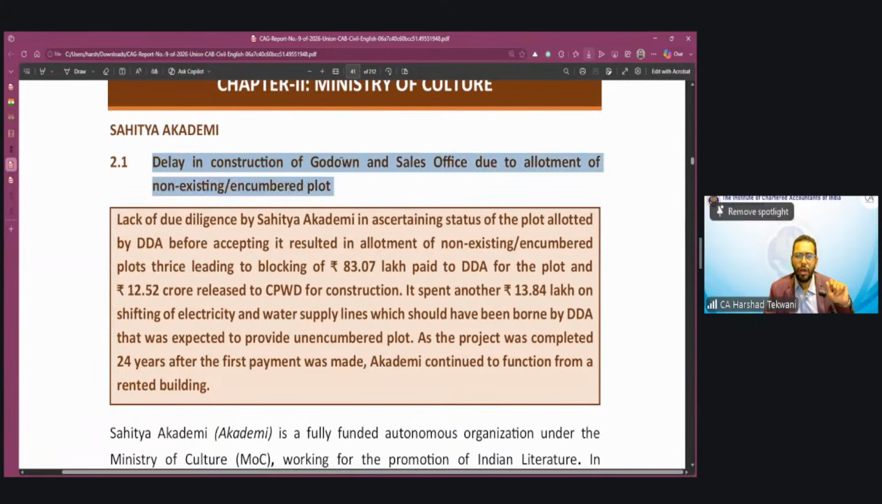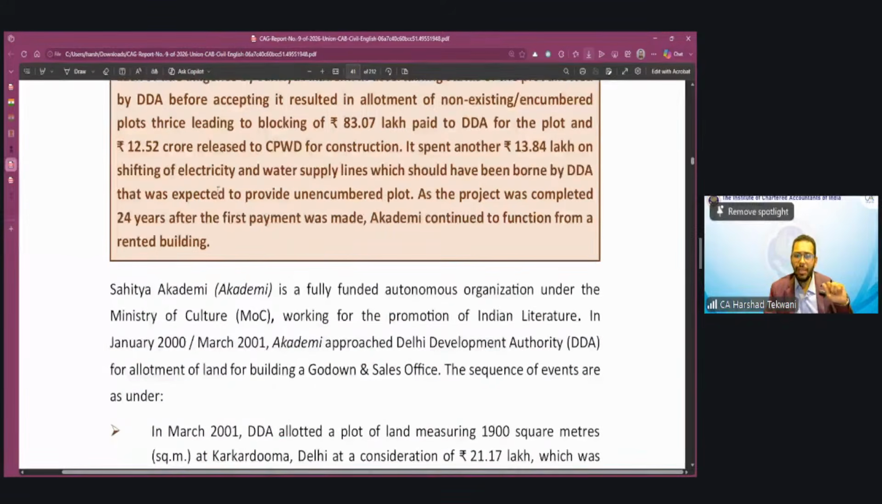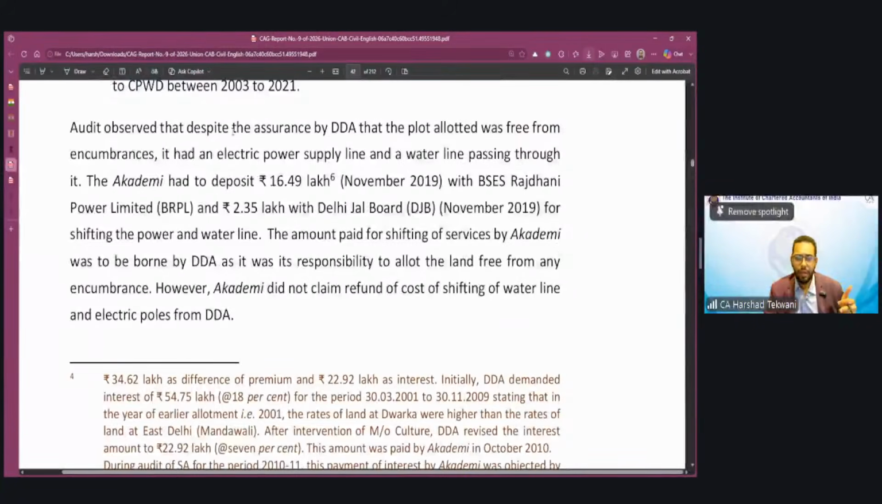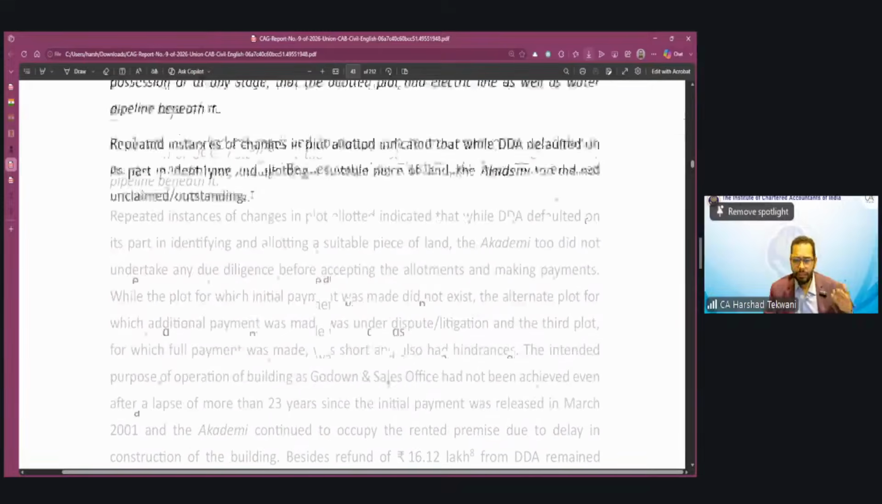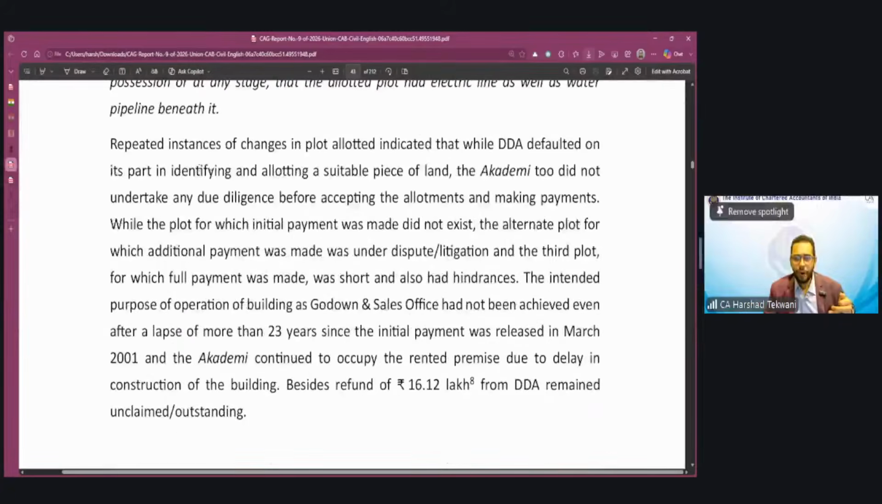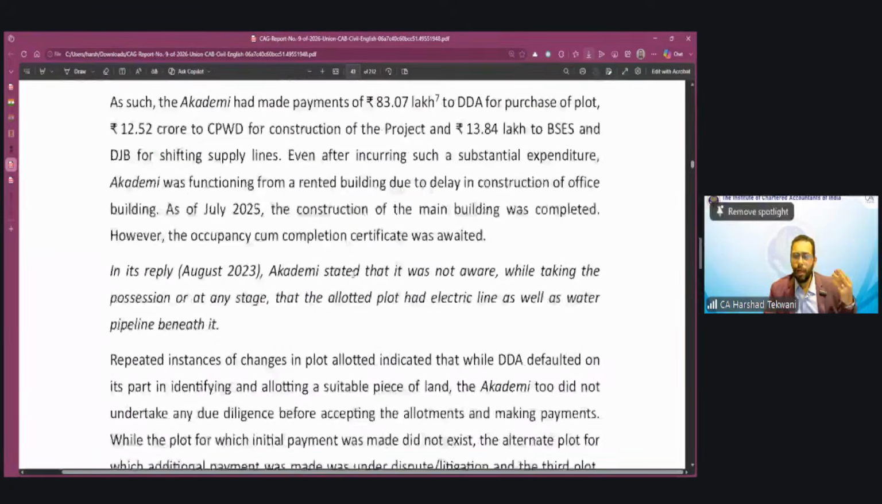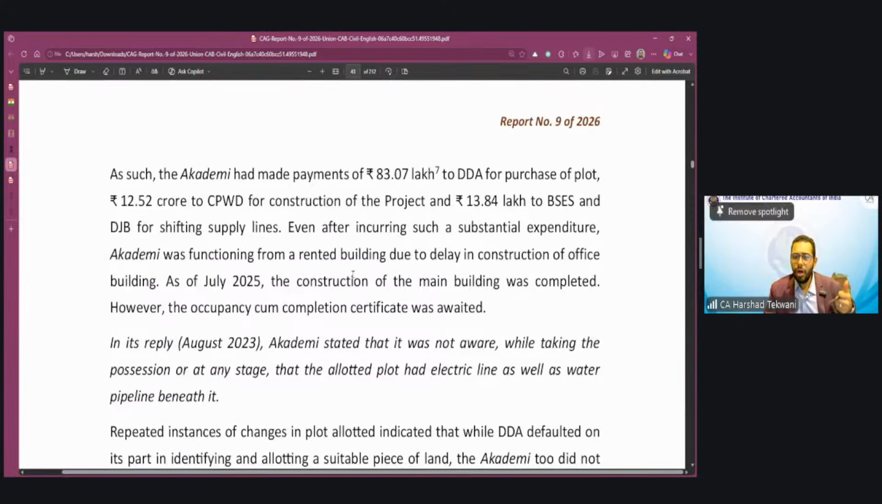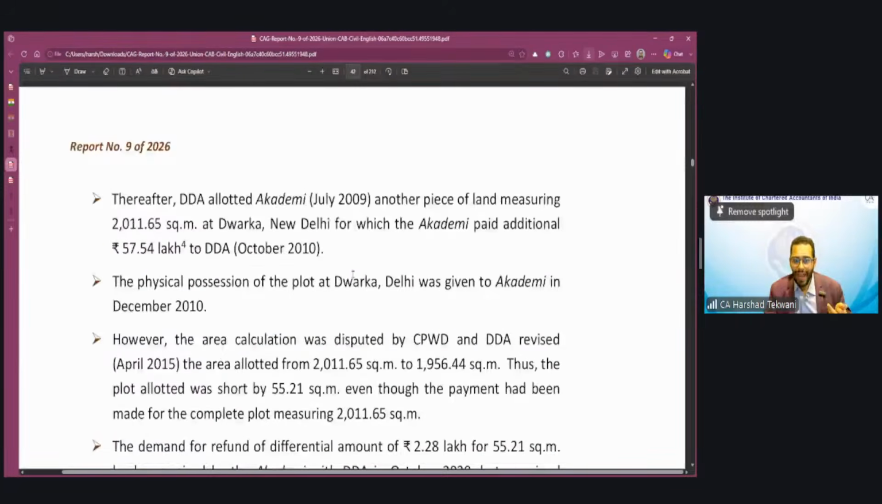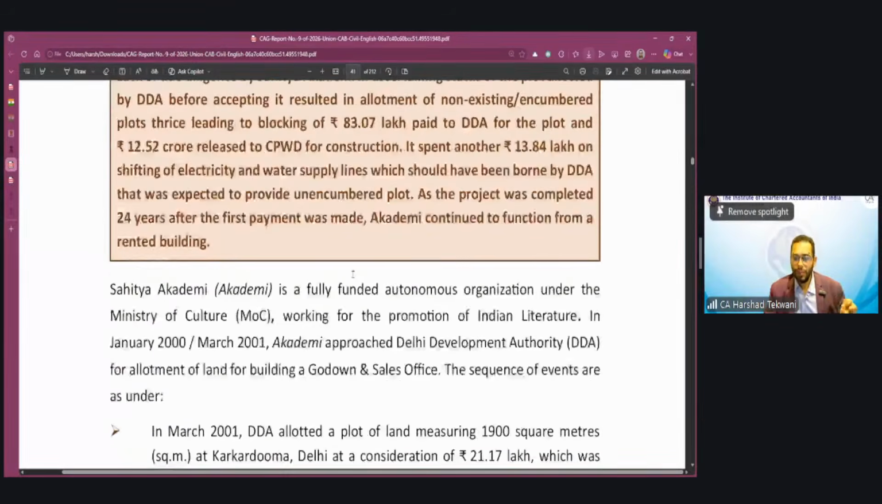They are talking about delay in construction of godown and sales office due to allotment of non-existing and encumbered plot. So they will study everything, the case they will study. Despite assurances and everything, there were some disputes. On the basis of that, they will say what the instance is over here. There were some things that were not done appropriately, proprietary in nature, that we are again talking about. Because of that, there were losses which were suffered.